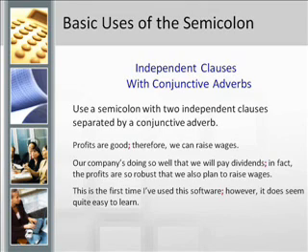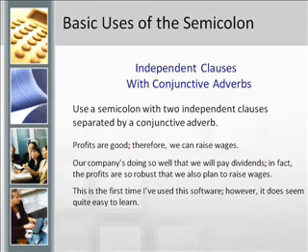Let's take a look at three sentences that contain conjunctive adverbs. In the first example, "Profits are good; therefore, we can raise wages," the conjunctive adverb is therefore. When you have a conjunctive adverb, you put the semicolon before the adverb, and you put a comma after the conjunctive adverb. You can see the same thing in the second example. The sentence, "Our company is doing so well that we will have to pay dividends; in fact, the profits are so robust that we also plan to raise wages." The conjunctive adverb is the words in fact, and you can see there's a semicolon before them and a comma after them.